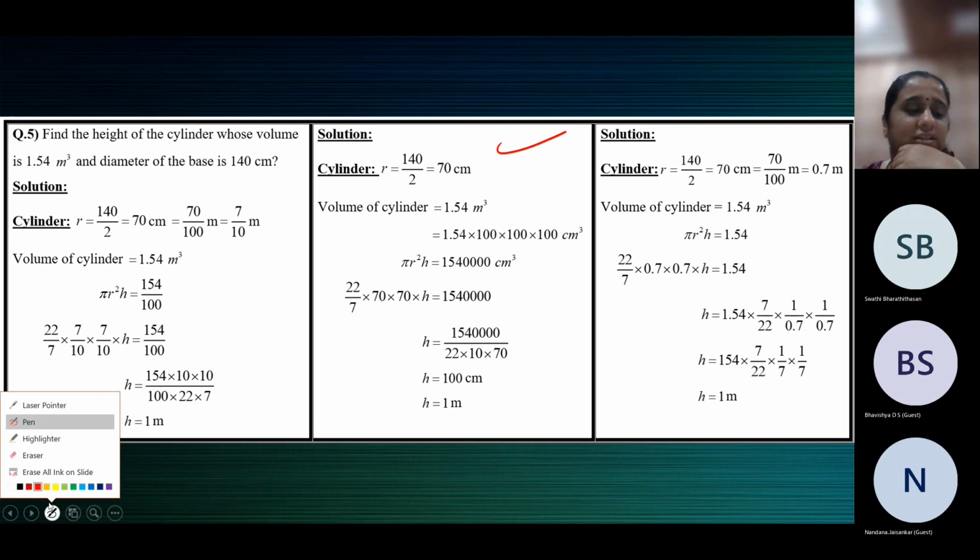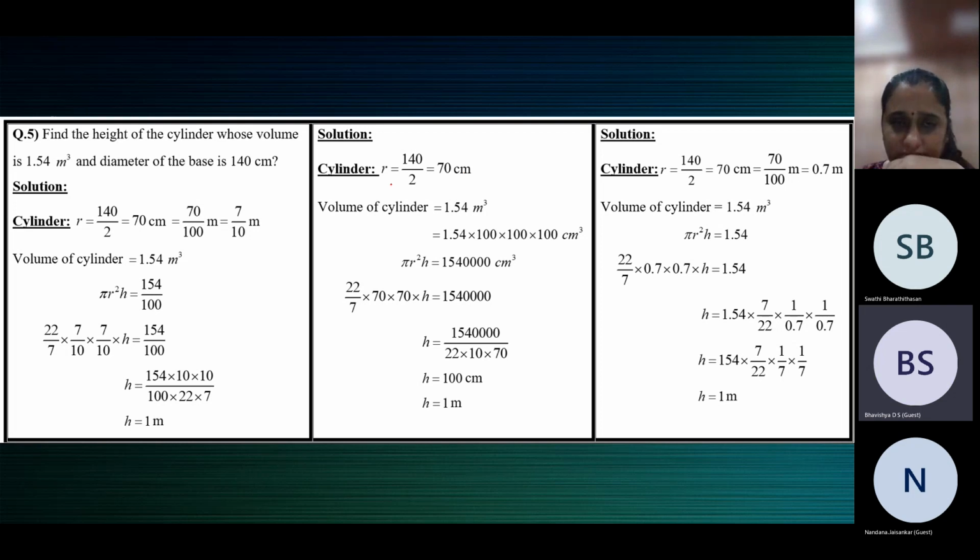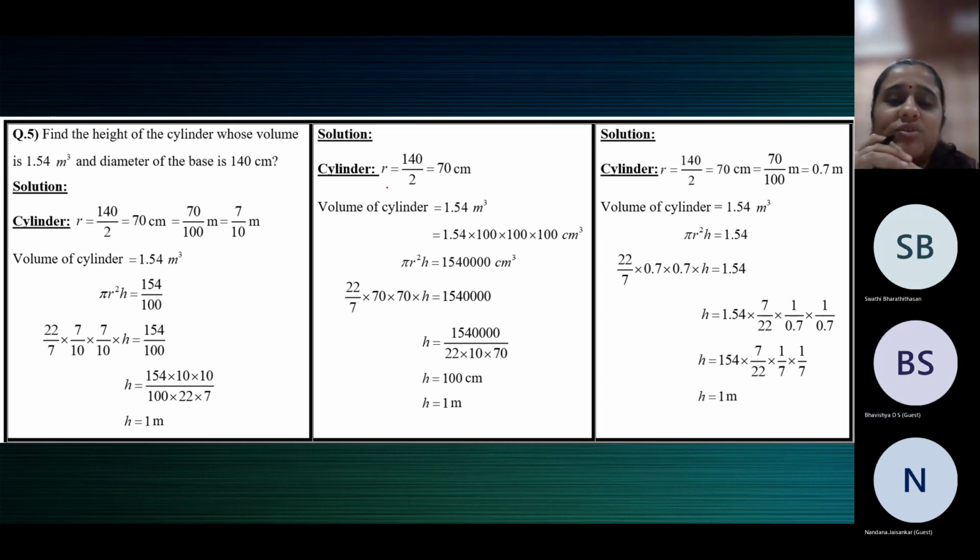No, Nandana, maybe you can try the third one. Just listen. Let's see if Bhavishya can do this. Bhavishya, please explain the second one. Yes, ma'am. In the second one, we are substituting the values in centimeter. Okay, fine. Nandana, listen to this and get ready with the third one.